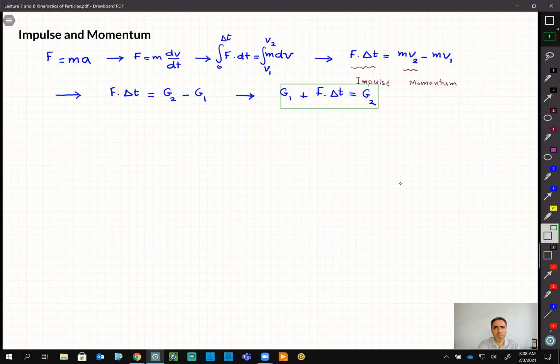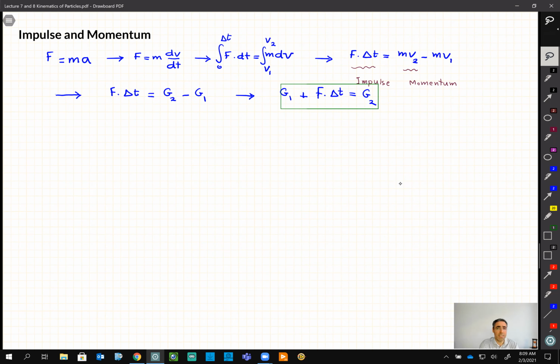And this is called the principle of impulse and momentum. Whatever momentum a particle has, plus we apply a force in a certain time. The longer we apply the force, the bigger this impulse is going to be. And then we get to a new momentum, which is called G2. So momentum is more like energy, but you remember for energy, we had a definition, half of mv squared. That was a different concept, which we call energy. If we just simply multiply mass by its velocity, we call it momentum.